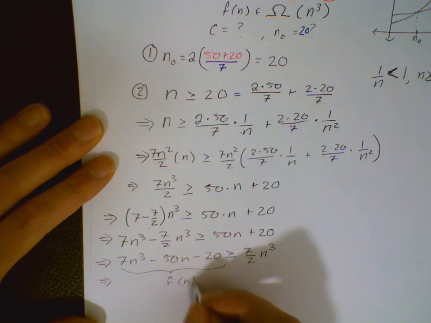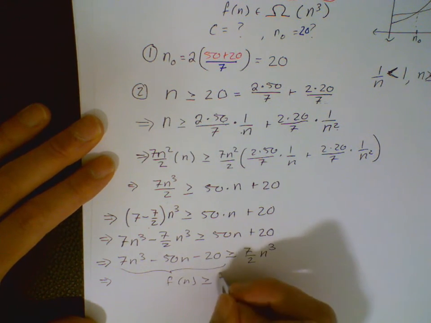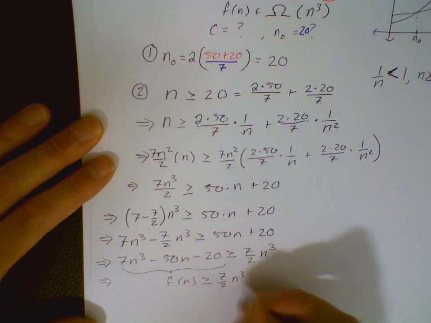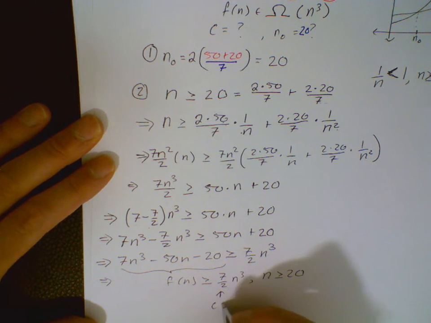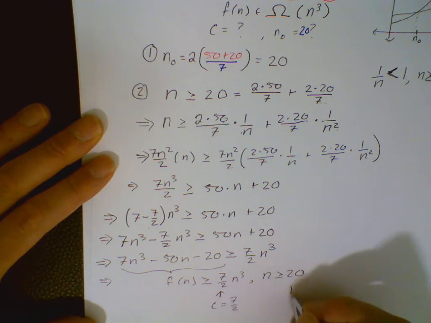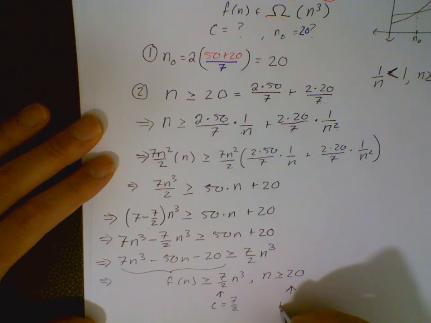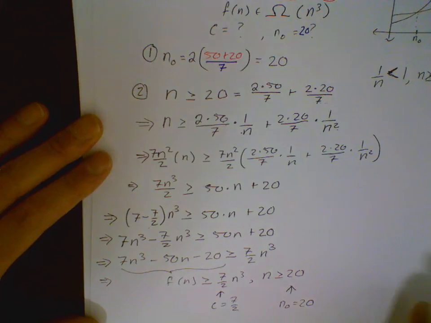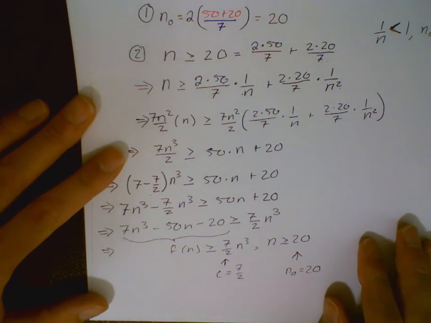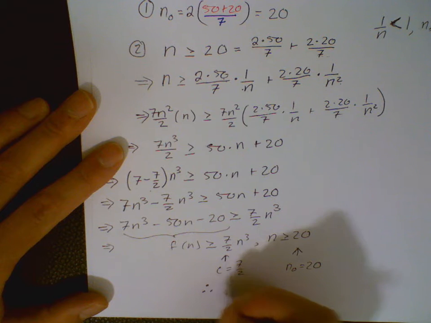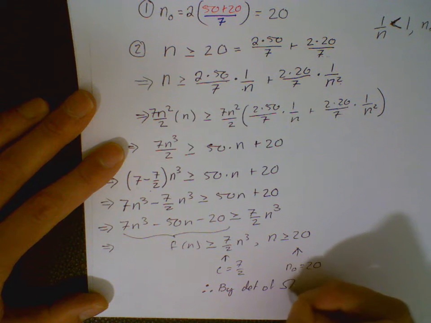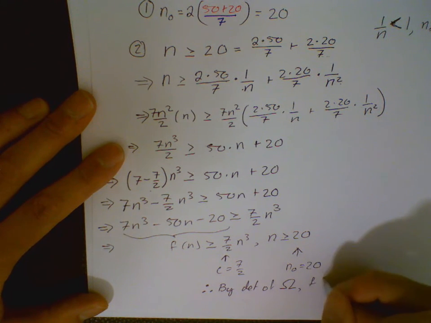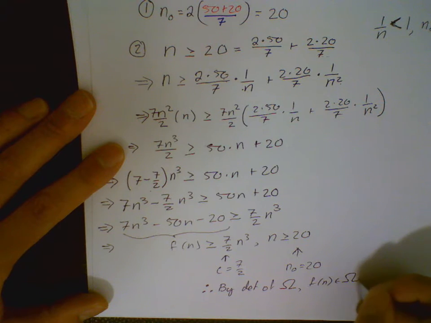f of n is greater or equal to 7/2 times n cubed, and this is for n greater or equal to 20. So our c in this case is 7/2, and as we already decided earlier, our n naught is 20. Okay. Therefore, by definition of omega, we can say f of n is big omega of n cubed.